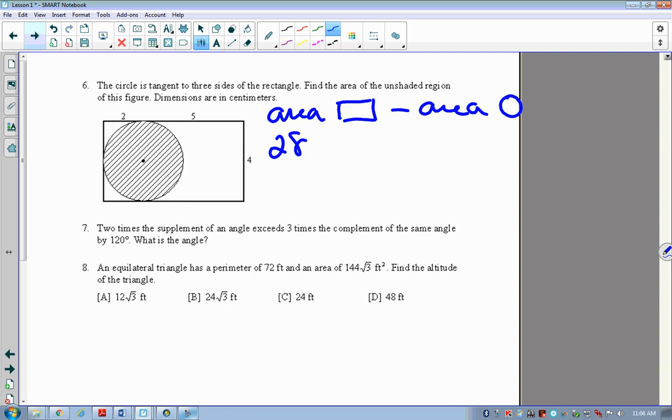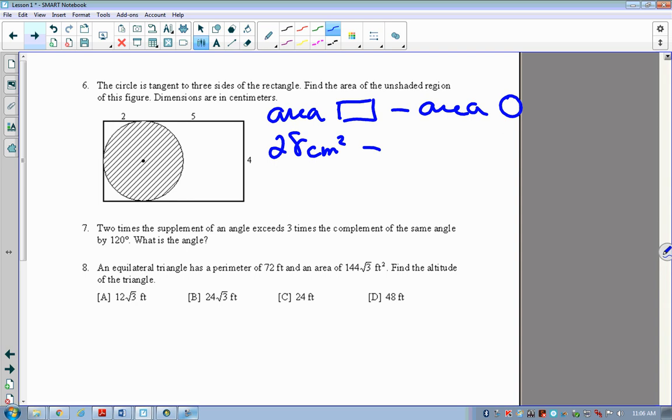All right. So we got 28 centimeters squared, right? Minus, and we want the area of the circle. How do I find the area of a circle again? Pi r squared. The necessary part is the radius. Can anybody tell me what the radius is?